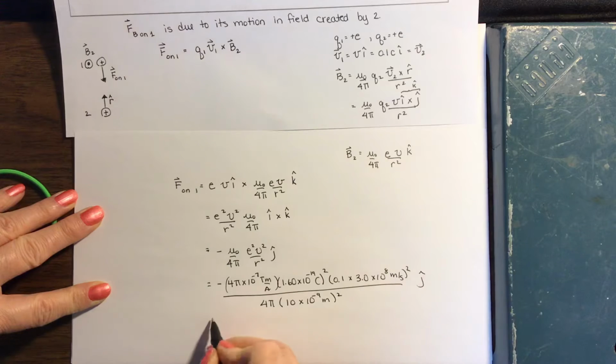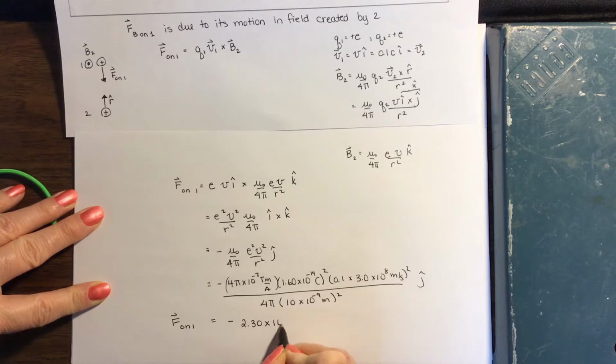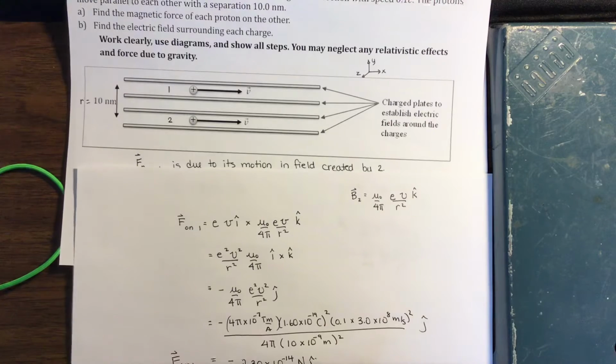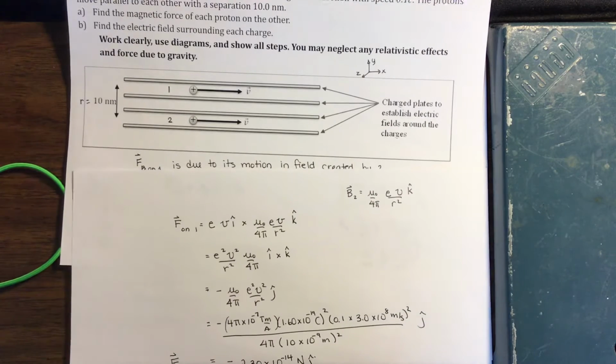Squared. Don't forget our direction. That tells me that the force on 1 is equal to negative 2.30 times 10 to the minus 14 newtons J hat. So there's my force on charge 1 due to its motion and the motion of charge 2.